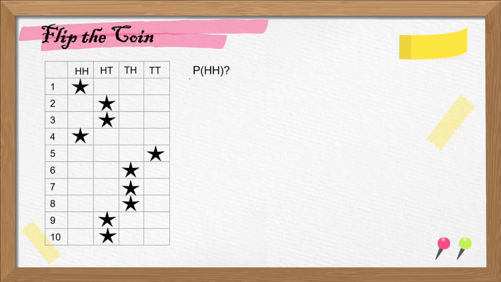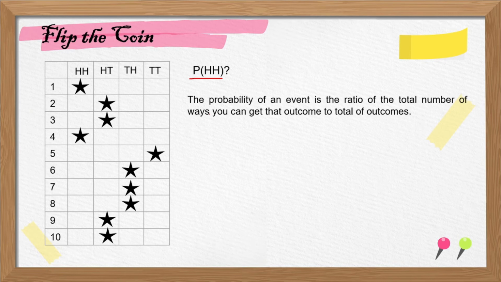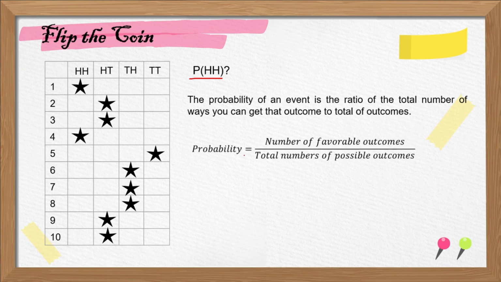Now, what is the probability of getting heads, heads? Ano yung probability or ano yung chance na heads, heads ang lalabas? So, how do we compute that question? So, the probability of an event is the ratio of the total number of ways you can get that outcome to the total of outcomes. So, with formula, we have probability is equal to number of favorable outcomes over total number of possible outcomes.